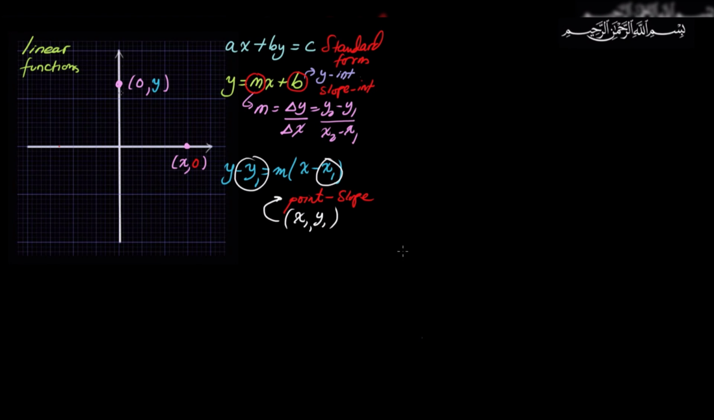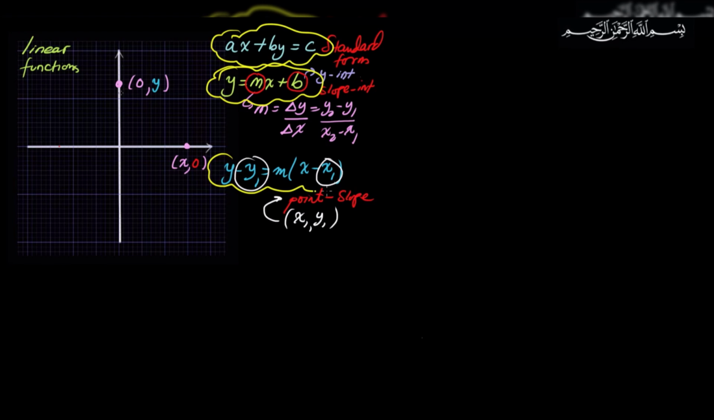All right, so these are linear functions. There are 3 ways of writing linear functions: the standard form over here, the slope-intercept form, and the point-slope form. These are all linear functions. So just for the sake of argument, here's a line. That would be the y-intercept, right? And the slope would be the change in y over the change in x, like this.